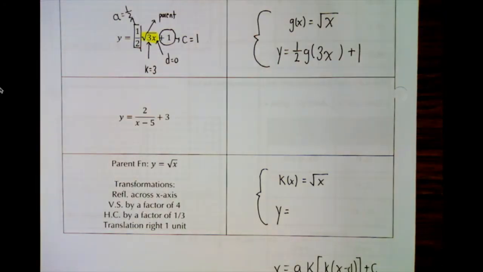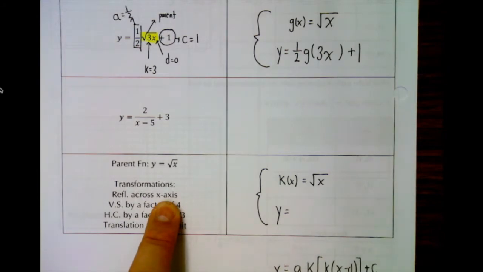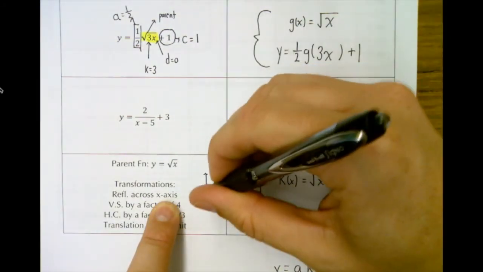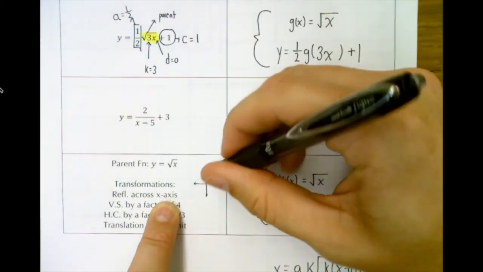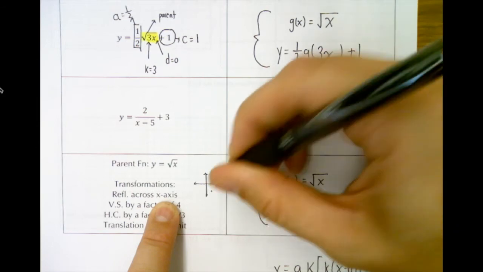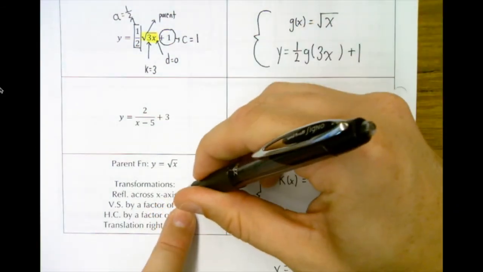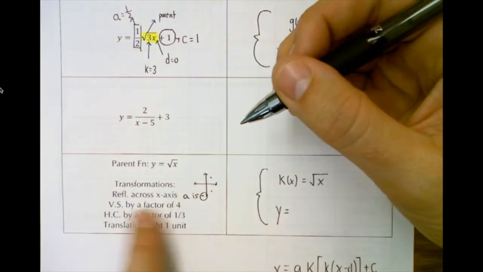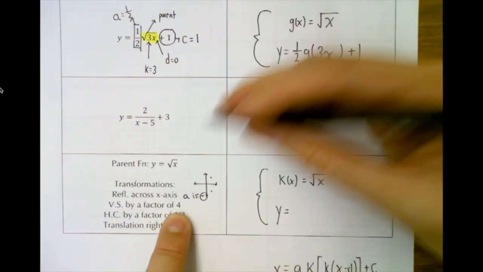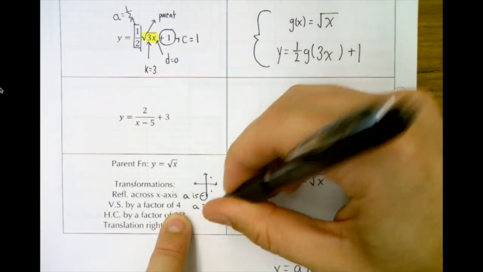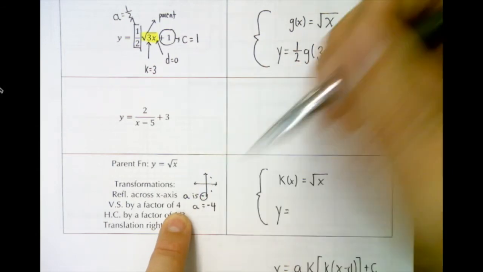So let's see if we can pick out our letters. Reflection across the x-axis. If we're reflecting across the x-axis, the horizontal axis, so if we had a point and we were reflecting it, it would go down here, so it would be reflecting vertically. So that means that a is negative. Vertical stretch by a factor of 4, that's about a as well. So now we can conclude that a is 4, but since a is negative, a must be negative 4.